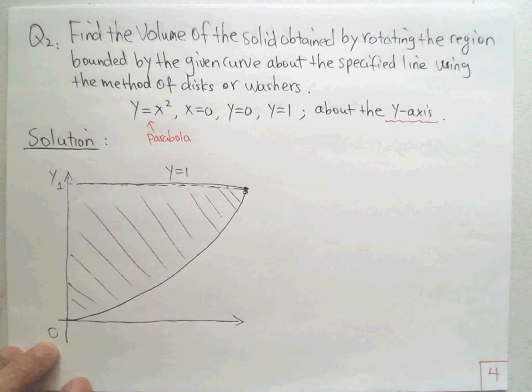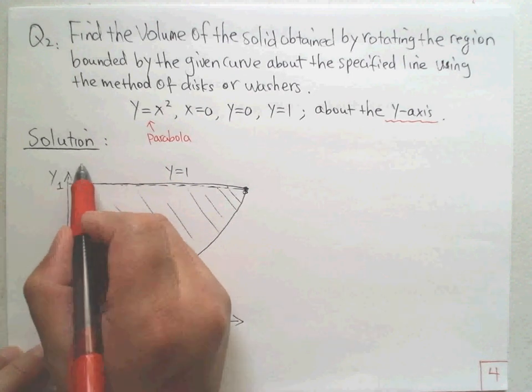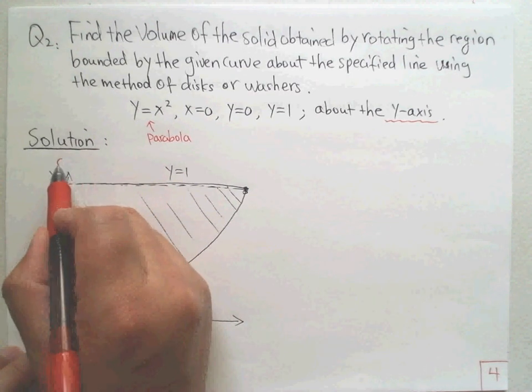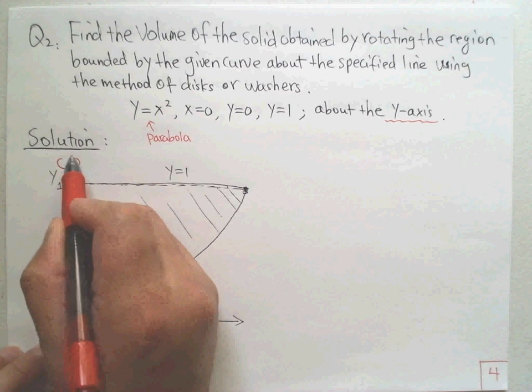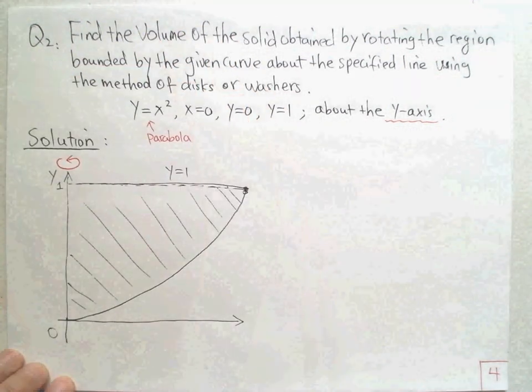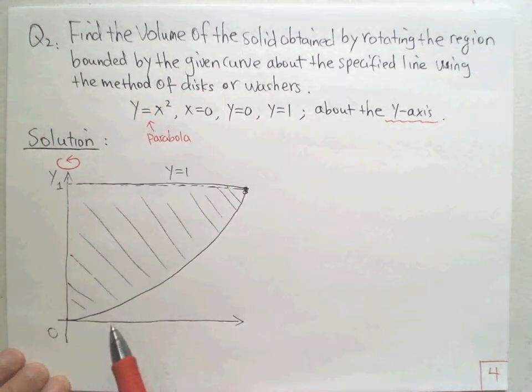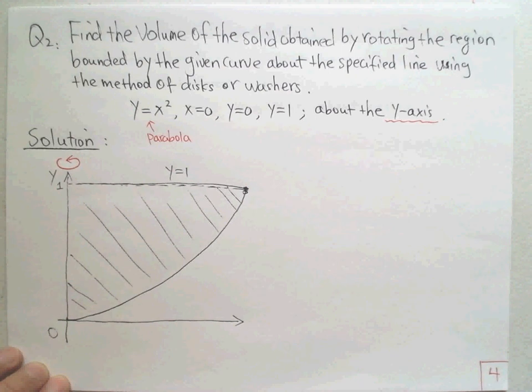This region, what do we need to do? It says rotate about the y-axis. So where are we going to rotate it? I put an arrow here. Can you imagine if we do this rotation? We get this area rotated along the y-axis. Okay, what do we get? We get the solid of revolution, right?